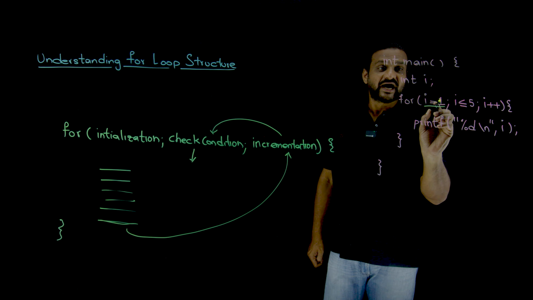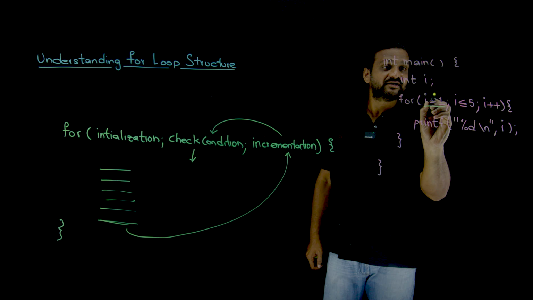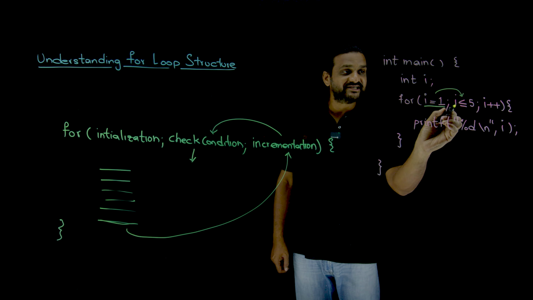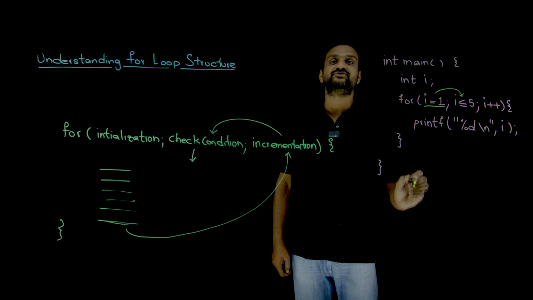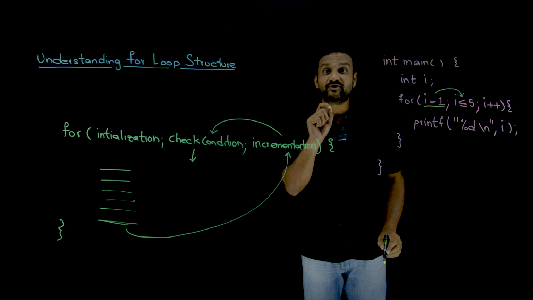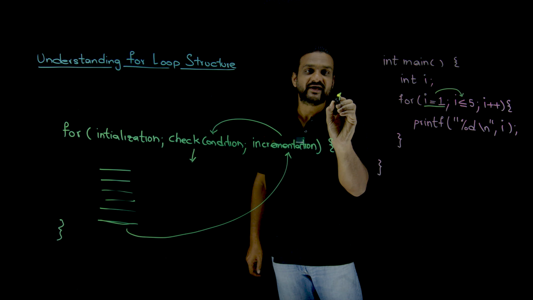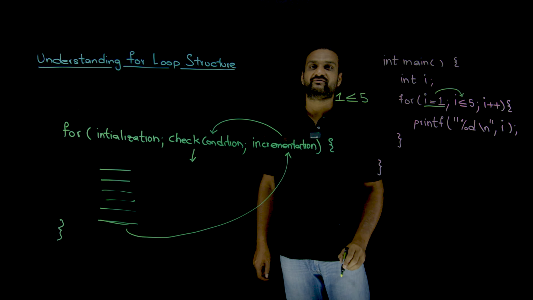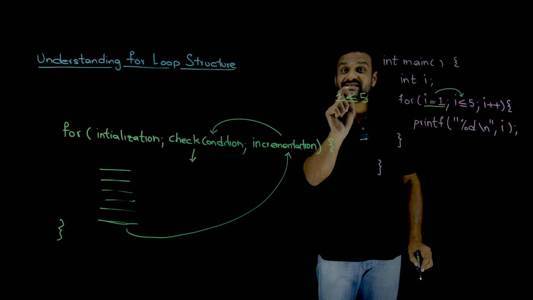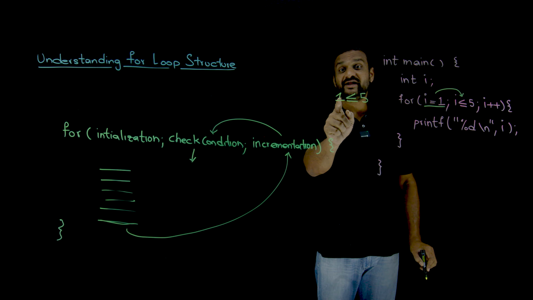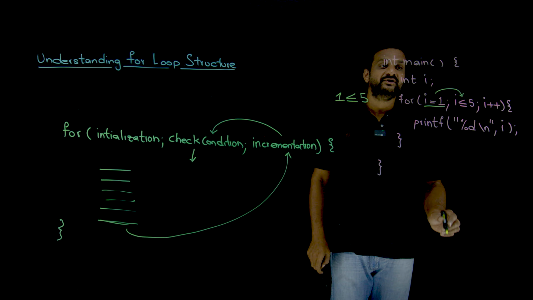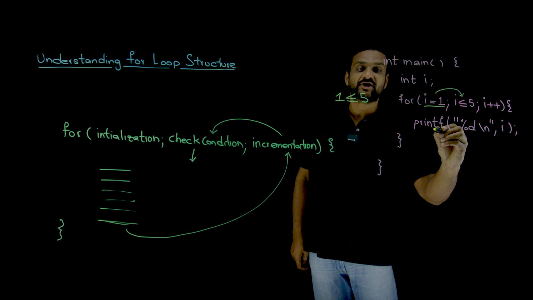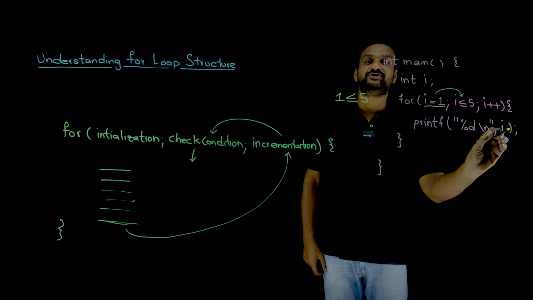Once the initialization is done, the condition will be checked. So what is this condition? i less than or equal to 5. What is the value of i? The value of i is 1. We are going to check whether 1 is less than or equal to 5. Is it true? Yes, it is true. Once this is true, we will enter the for loop and this part will get executed.